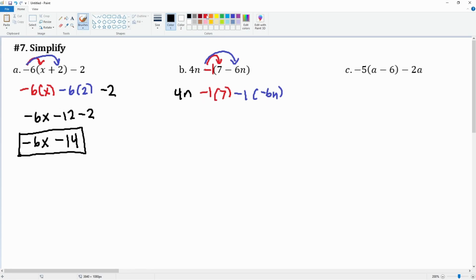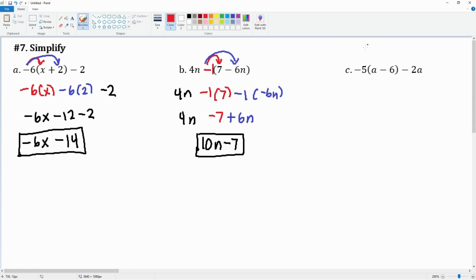Negative 1 times 7, it is negative 7. The negative 1 times negative 6n, it is a positive 6n. And bring down the 4n. The 4n and the 6n combine to get you 10n. Bring down the negative 7. You get the final answer of 10n minus 7.